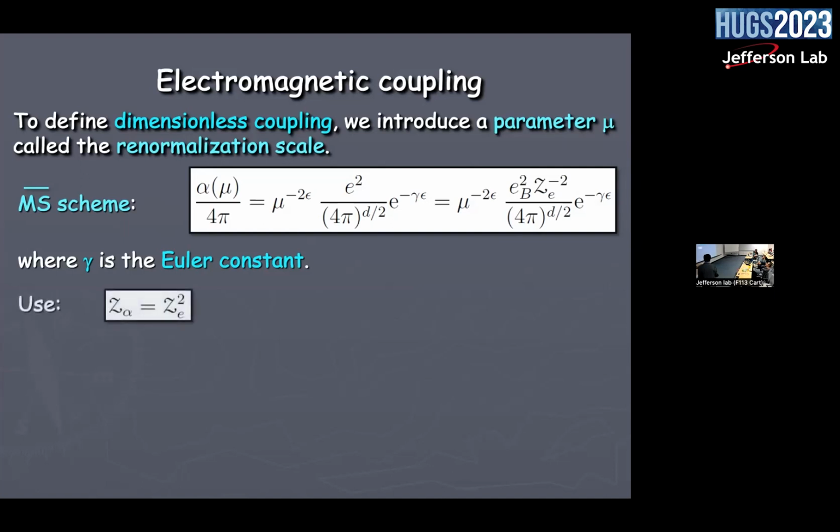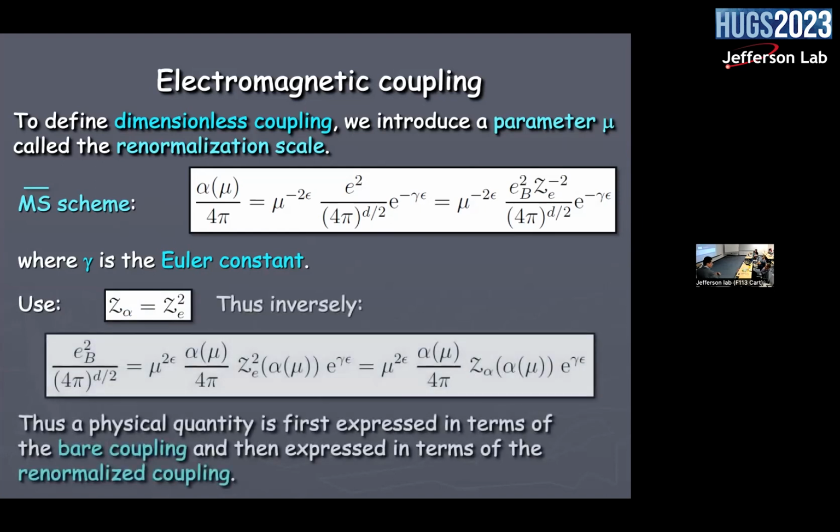Just going beyond how you define it, it is quite simple to do, although it looks a bit tedious, but it makes the expressions quite simple in the MS bar scheme. And then we will just define this number sometime. We will not be dragging along all the Z squareds. Whenever Z squared appears, we'll call that Z alpha.